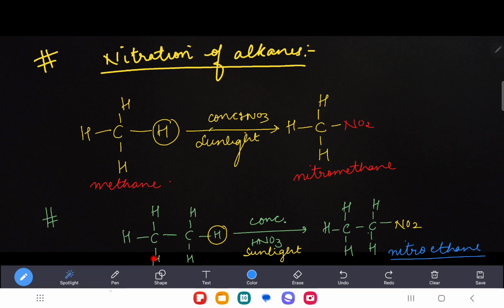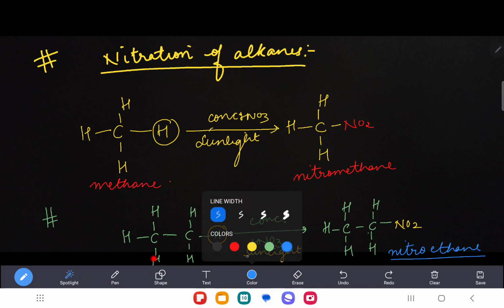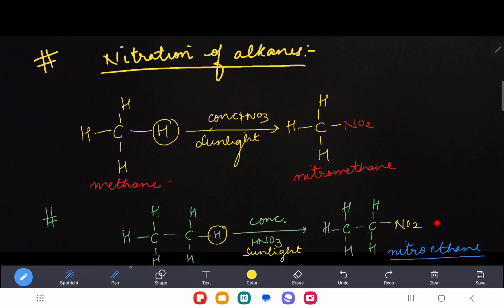If you take an example, the one that is displaced by the NO2, what happens to that one? Water is formed. Right, water is formed. All right. Okay, so this is how the structure shall be.